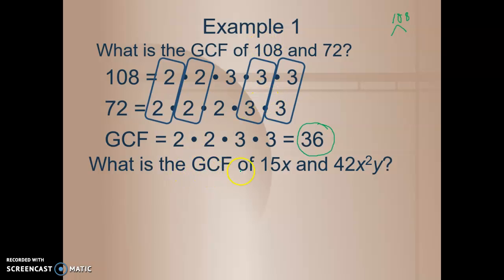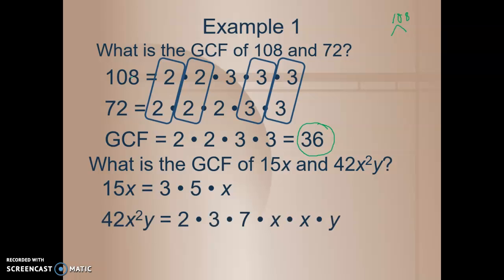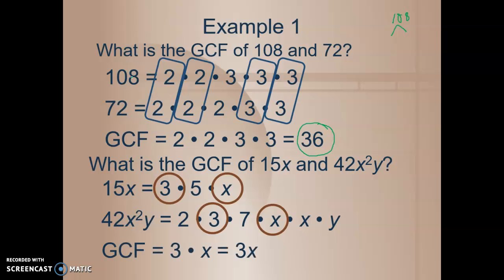What about the greatest common factor of these two terms, 15x and 42x squared y? Just like before when we had just number terms, we're going to start by listing the prime factorization. So the prime factorization of 15x is 3 times 5 times x. And the prime factorization of 42x squared y is 2 times 3 times 7 times x times x times y. We'll then circle what they have in common. They have a 3 in common and an x in common. So our greatest common factor is those two factors multiplied, 3 times x, which is 3x.